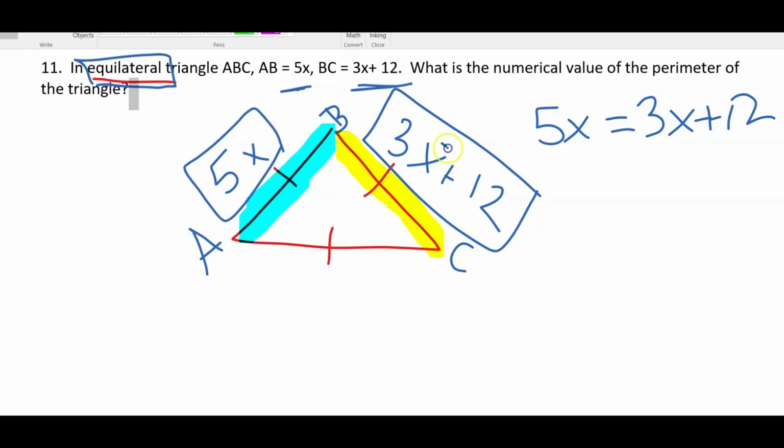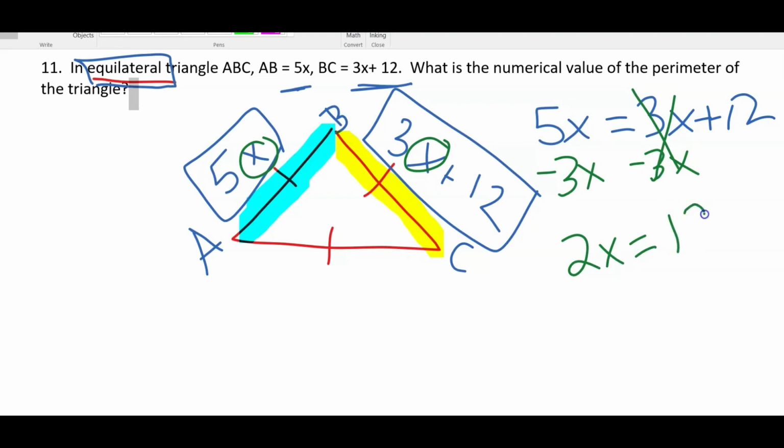X right now is unknown. I need to figure out what this is so I can find the perimeter. Well, I need to get my variable to one side in this equation. I have an x on both sides. I will subtract it. 5x minus 3x is 2x. And then that 12 just comes down. Now I would divide by 2 on both sides, and this tells me what x is. Now be careful here. X equals 6.